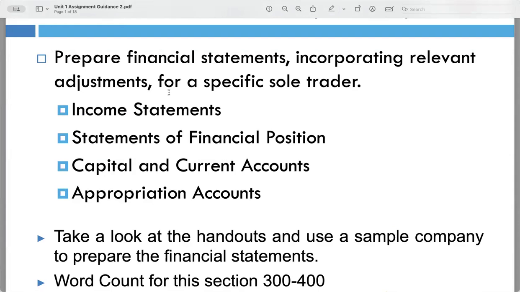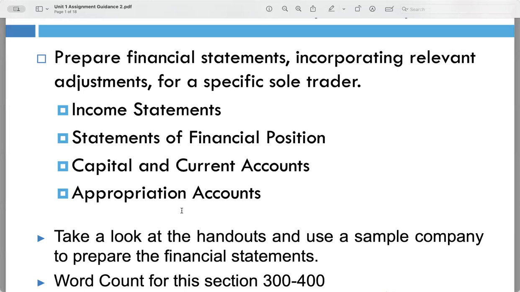Then capital and current accounts. These accounts track the owner's investment and withdrawals, as well as the changes in the working capital. Appropriation accounts. This account is used to show the distribution of profits in a sole trader's financial records.